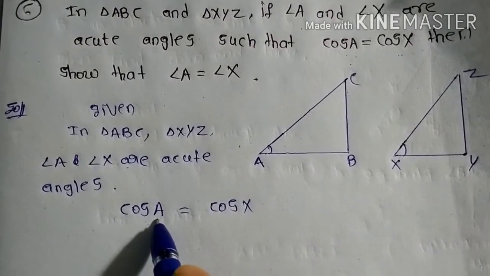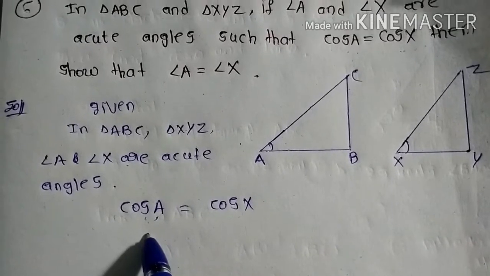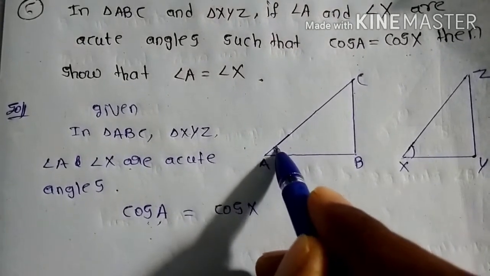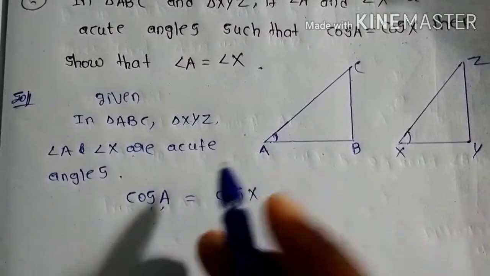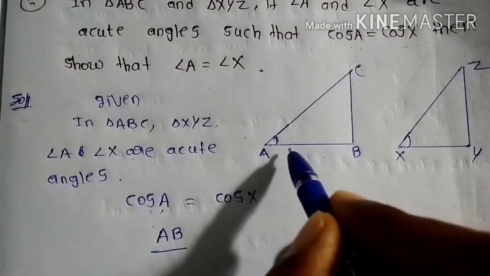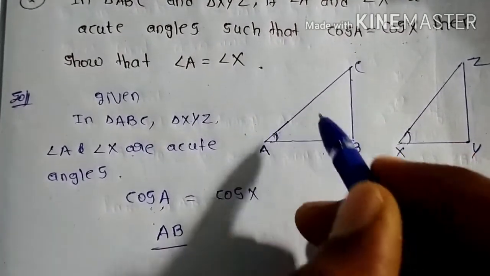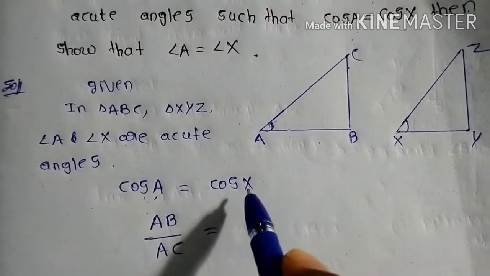What is the formula of cos A? Cos A is equal to adjacent side by hypotenuse. What is the adjacent side to angle A? Here AB, or not? AB. That means AB by hypotenuse. Here AC, or not? Yes, you can write AB by AC is equal to cos X.